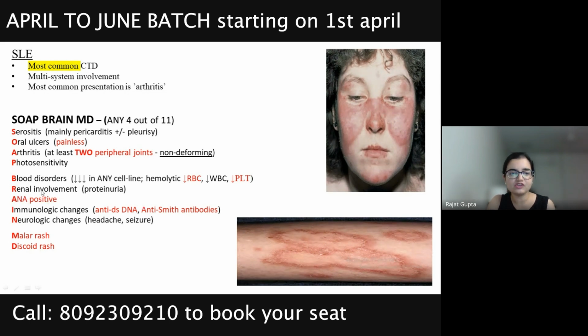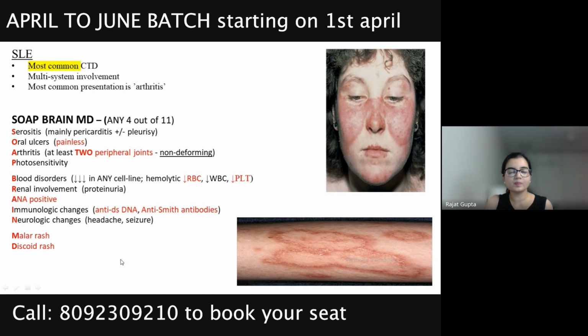Serology-wise, SLE patients will be ANA positive. Immunological changes, again, we'll have anti-dsDNA positive, anti-Smith antibodies positive. So these are the 3 serological findings that we can find in SLE. Neurological changes, patients will have headache and seizure. Then there's malar rash and discoid rash. So this image over here, the butterfly rash, that's the malar rash, and these are the discoid rash.